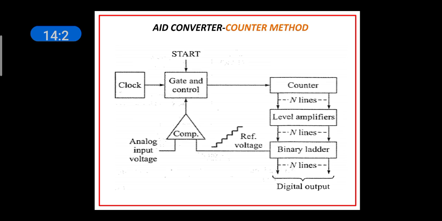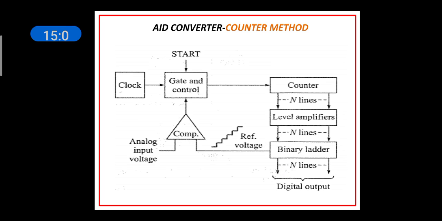The error signal is given to the gate and control circuit. To the gate and control circuit, a clock generator is connected, and the gate and control circuit controls the clock signal from the generator to the counter. The start pulse initiates the working of the counter, and the counter output is given to the level amplifier and then to the binary ladder. The binary ladder output is nothing but the analog output, which is considered to be the reference voltage.